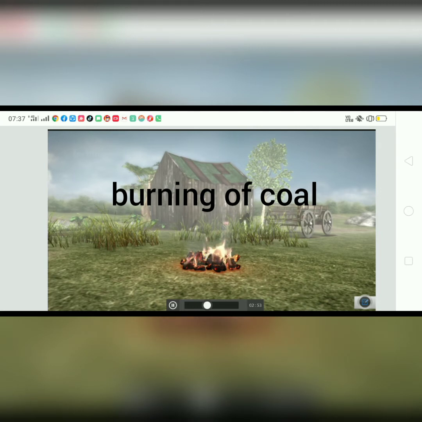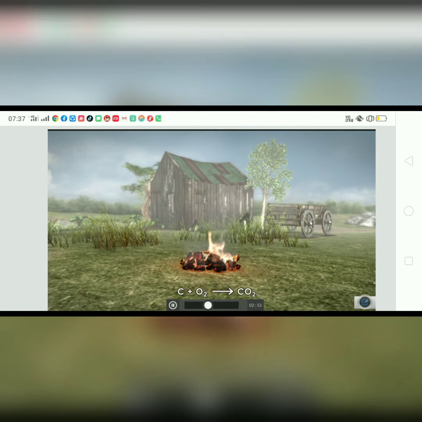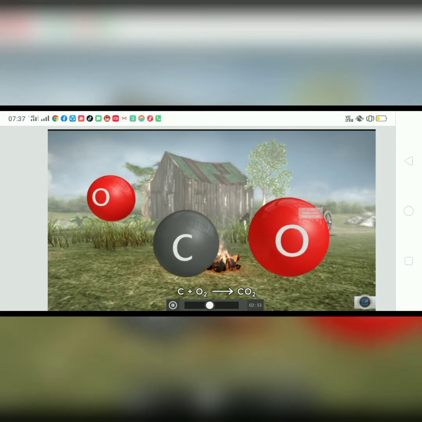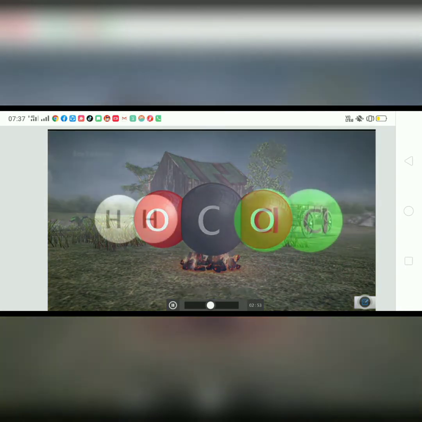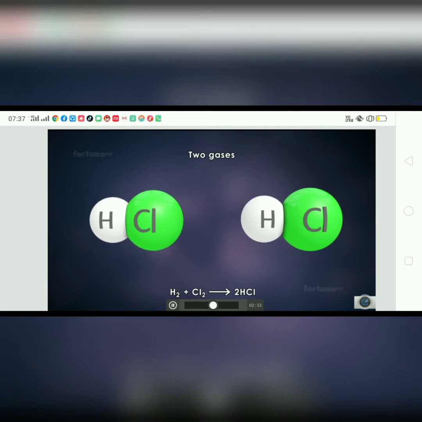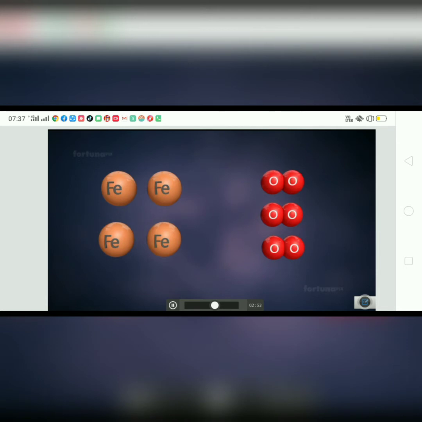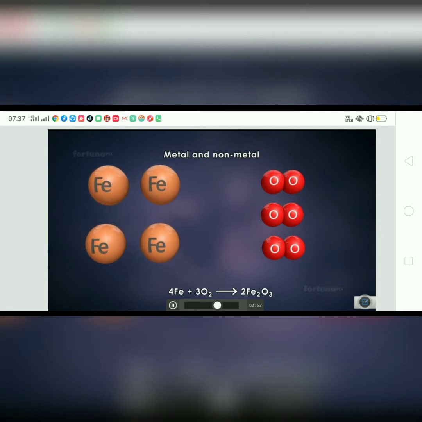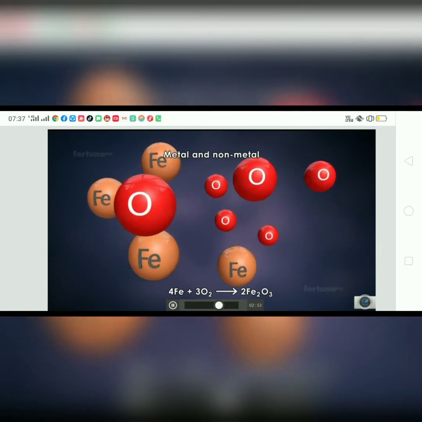In this combination reaction, two non-metallic elements, carbon and oxygen, react to form carbon dioxide, which has one atom of carbon and two atoms of oxygen. The next example of combination reaction is the reaction between two gases, hydrogen and chlorine, which form hydrochloric acid. The next example is the reaction between metals and non-metals. In this, iron is a metal and oxygen is a non-metal, and they both combine to form iron oxide.